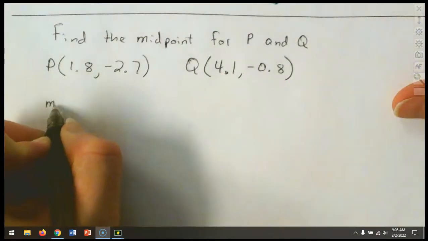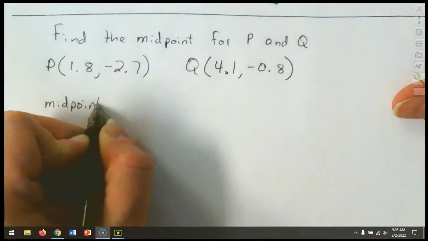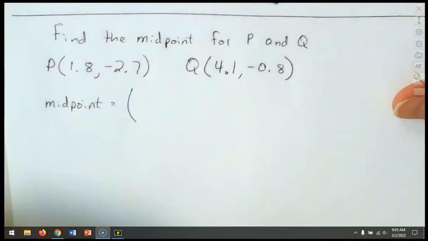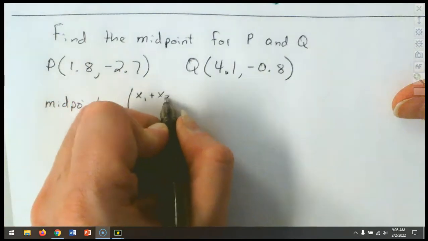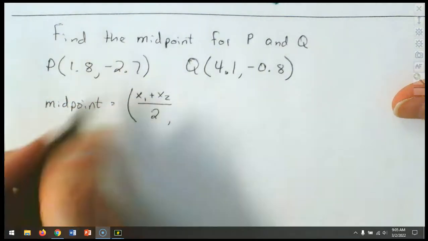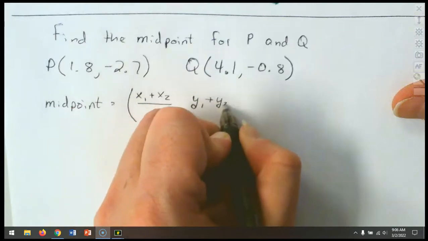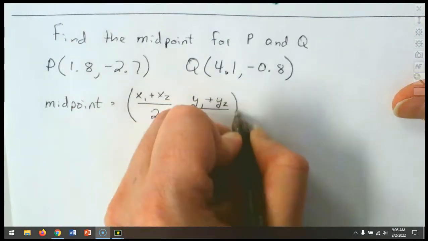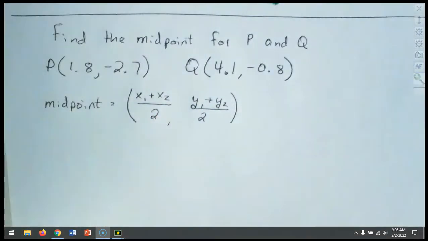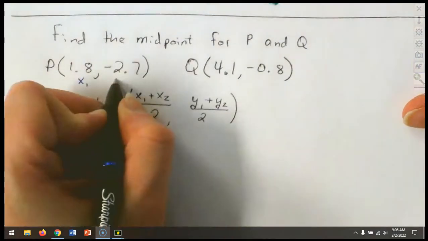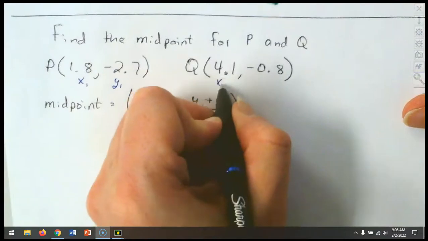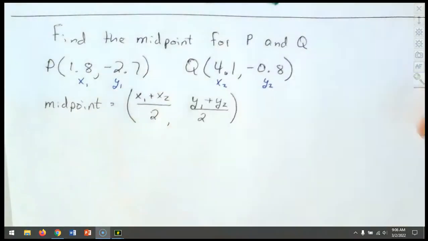So for our midpoint, what's our midpoint? Well, our midpoint formula is an ordered pair, and it's x1 plus x2 over 2, and y1 plus y2 over 2. And to use this formula, we need to make sure our ordered pairs are labeled. And we label them x1, y1, x2, y2. So our ordered pairs are labeled. We plug in our values, and then we see what we've got.